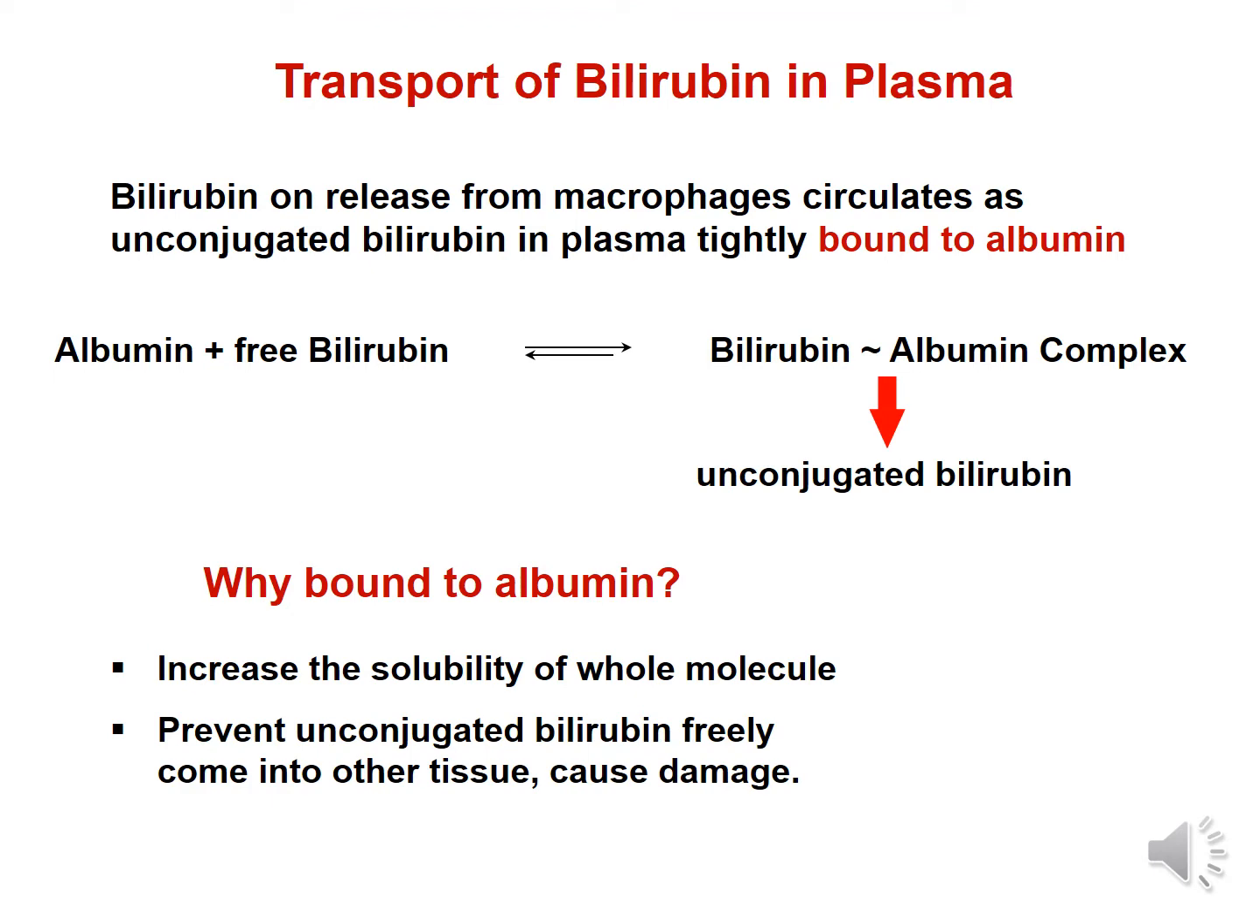Bilirubin on release from macrophages circulates as unconjugated bilirubin in plasma, tightly bound to albumin. Because bilirubin is only slightly soluble in plasma, it is transported through blood to the liver by binding non-covalently to albumin. Why bound to albumin? Albumin increases the solubility of the whole molecule and prevents unconjugated bilirubin from freely coming into other tissue and causing damage.